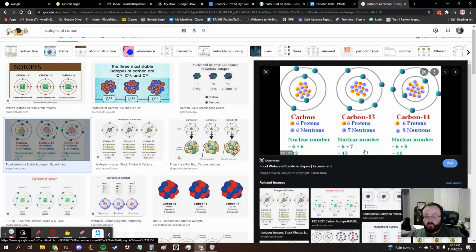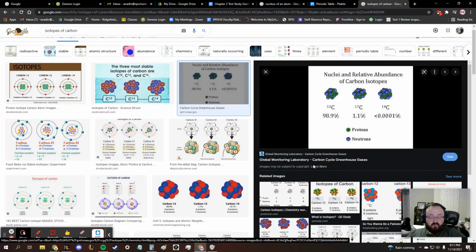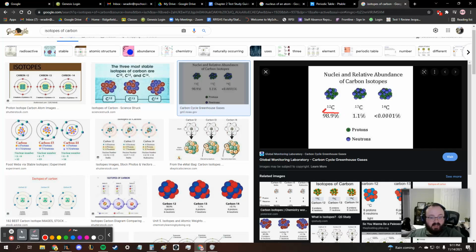We go back to our isotopes of carbon. There's carbon 12, 13, and 14. So why is that number not smack in the middle? Because there are different percentages of carbon. If we look at this image here, this is the relative abundance. What percentage of carbon atoms are carbon 12? About 98.9%. About 1.1% are carbon 13, and this amount, less than 0.0001% of carbon atoms, are carbon 14.